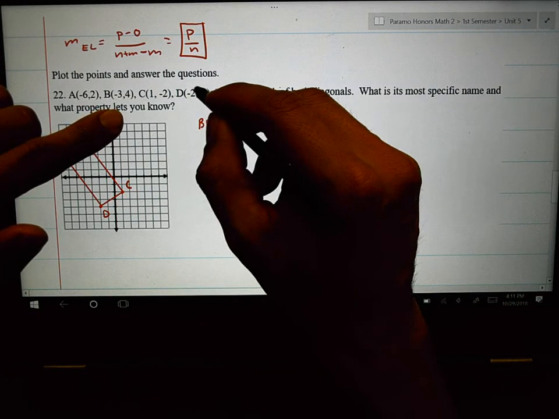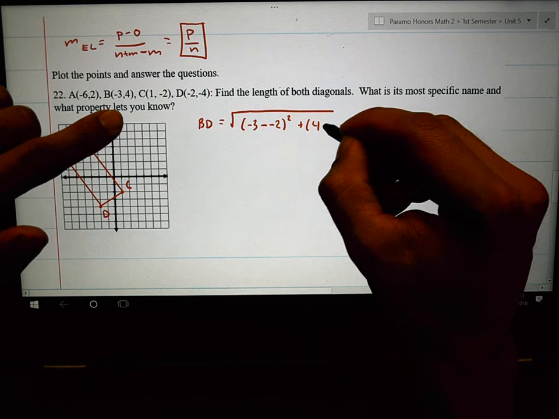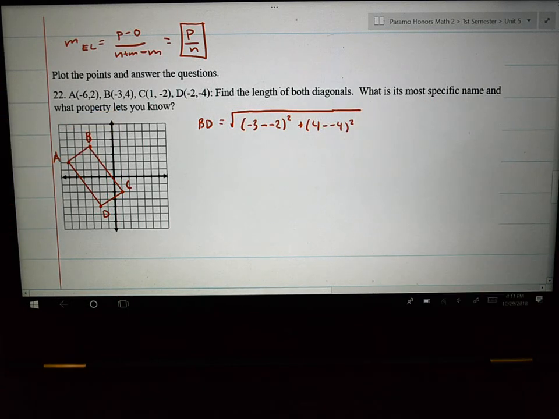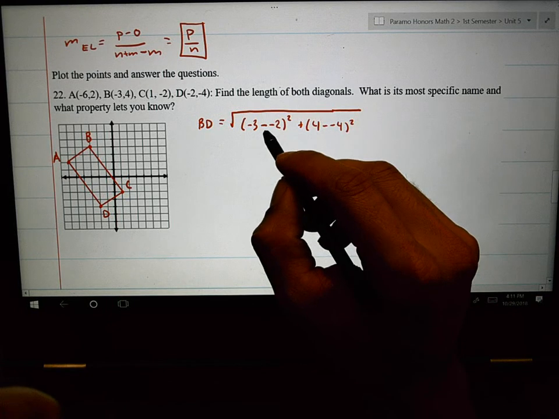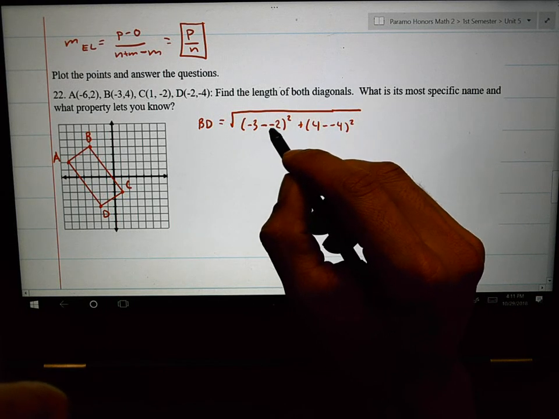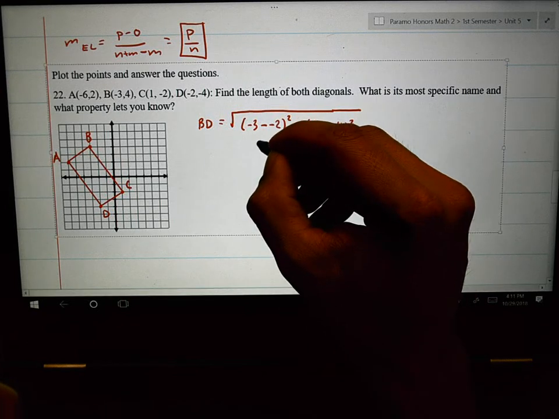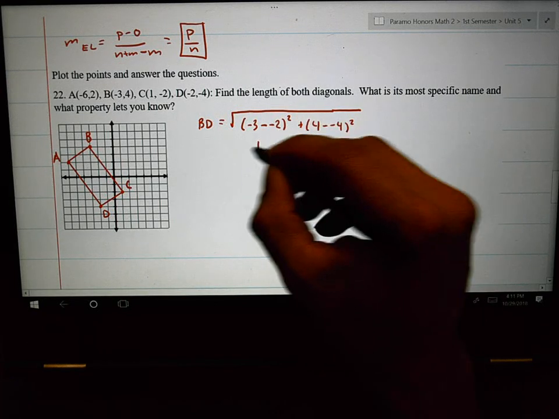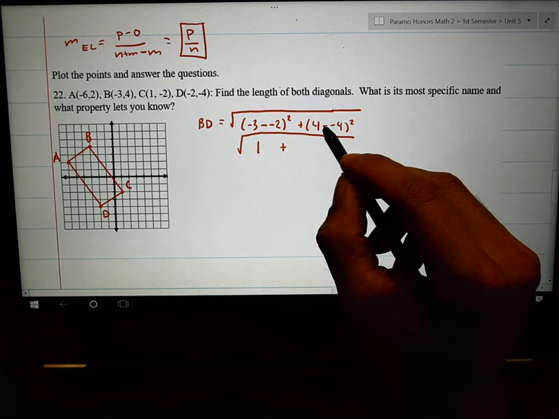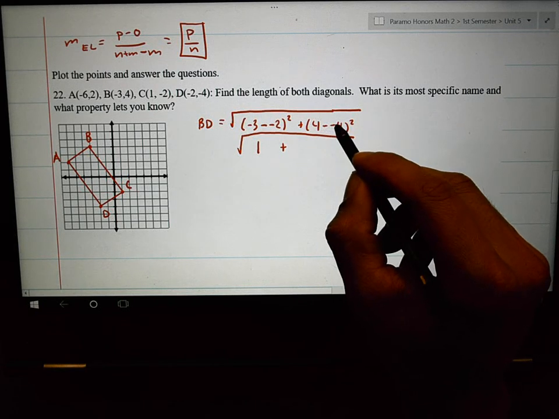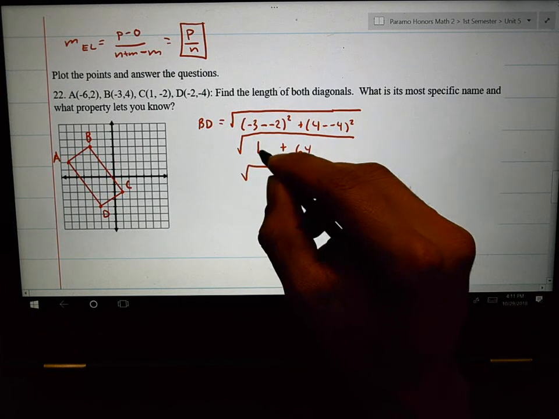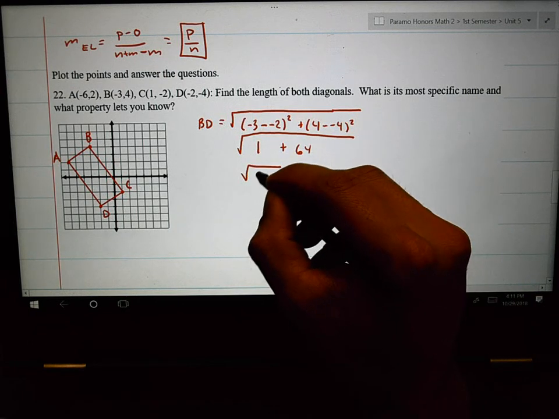y2 minus y1 squared. I want to see how long this is. Let's simplify this. This is a positive. -3 plus 2 is -1 squared is 1 squared is 1. Plus, but this is all inside a square root. 4 minus a negative is plus a positive. That's 8. 8 squared is 64. That makes this 1 plus 64, the square root of 65.